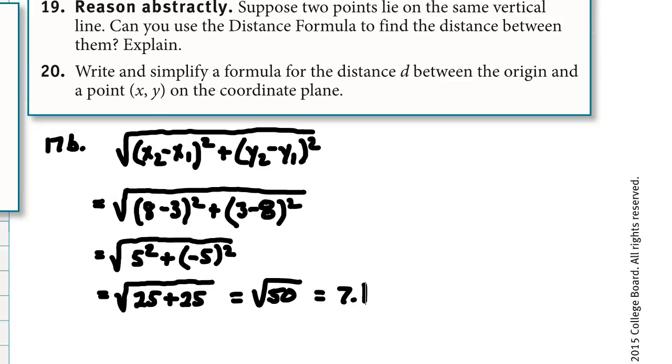And here's the answer for 17B. Start by writing out the distance formula. x2 is 8, x1 is 3, y2 is 3, y1 is 8. 8 subtract 3 is 5, and over on this side, 3 subtract 8 is negative 5. 5 squared is 25. Negative 5 squared is also 25. 25 plus 25 makes 50, and then do the square root of 50 to get 7.1. That's the distance between those two dots.